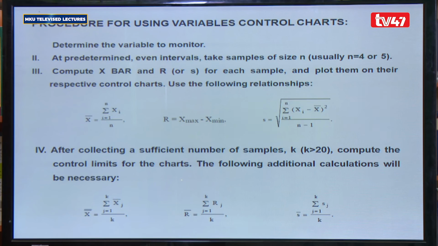After collecting a sufficient number of samples, normally the acceptable sample size is one that's above 20. But to get a good representation of the actual process or the whole population, it is always good to work with as large a sample as possible, depending on how much data you can collect.